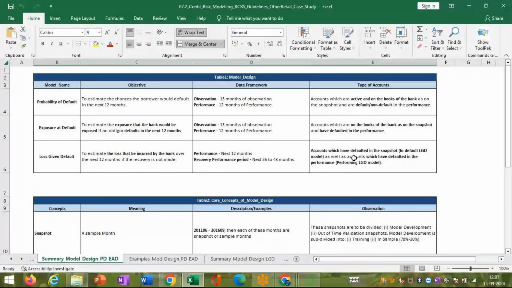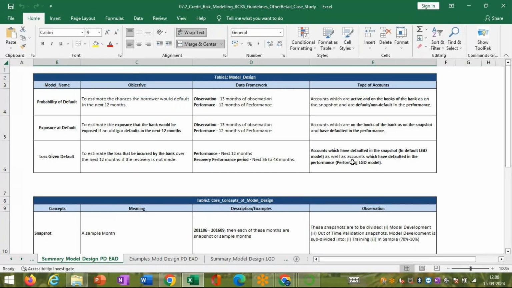Okay, so good morning everyone and welcome back to a fresh session on credit risk modeling. We were talking about the BCBS guidelines, the model design for the Basel models, right? We started talking about model design, about probability of default, exposure at default, and loss given default. So we initiated the discussion on the model design of a PD model, right?